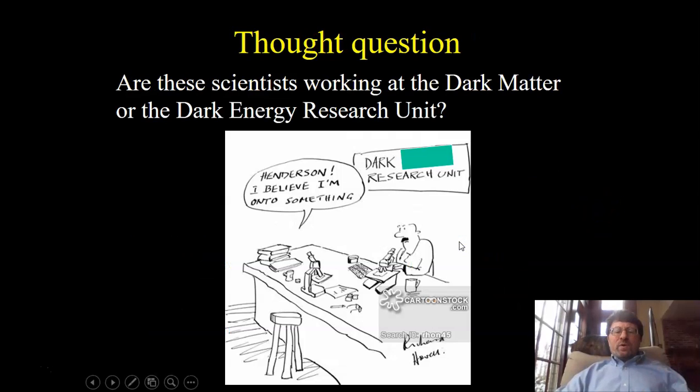Here's a cartoon for you. These two scientists are working at the dark blank research unit, and one is saying to the other, "Henderson, I believe I'm onto something." Now, do you think that they are working at the Dark Matter Institute or the Dark Energy Institute? Go ahead and pause it if you need to.